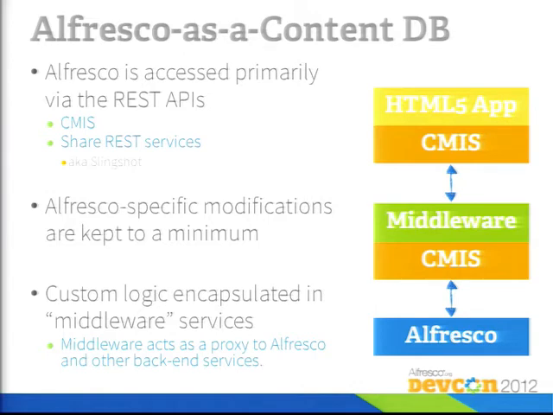So in this case, Alfresco is being accessed primarily through the REST services, modifications inside Alfresco kept to a minimum, and all your custom logic is effectively encapsulated in a middleware. And so the stack more or less looks like this. And I would like to note that the middleware would tend to act almost like a proxy, sometimes completely pass through, sometimes it just takes whatever request came in from the server, translates it into whatever it needs to translate it to do its magic, returns the data back to the browser.